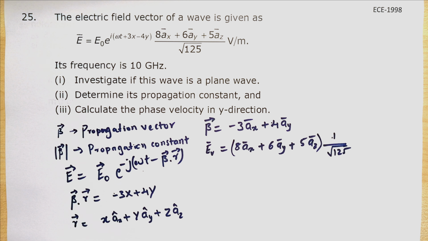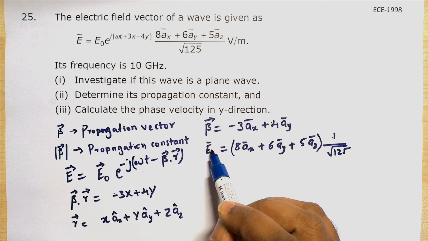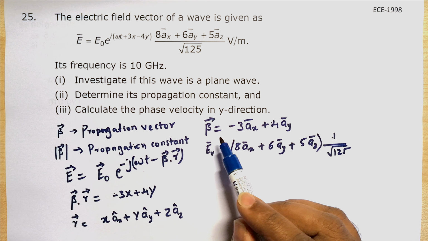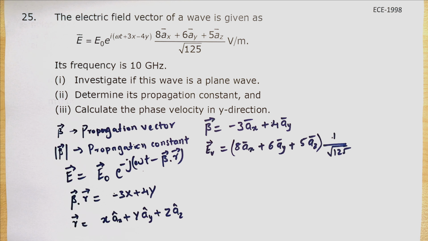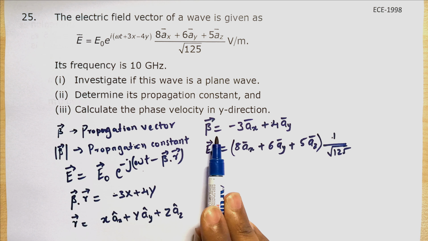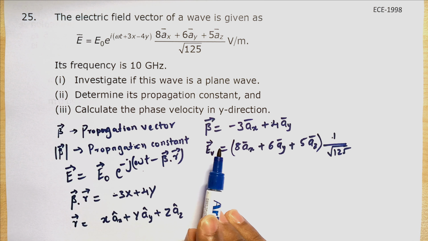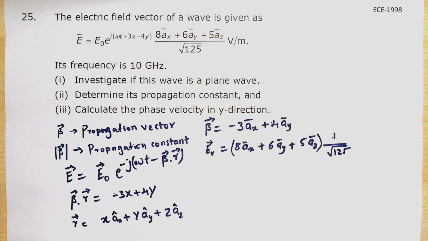So we have this part cleared, and the next thing is to find out whether these two vectors are orthogonal to each other. This is the electric field vector and this is the propagation vector. If these two are orthogonal to each other, that means this is a plane wave. For that, we have to find the dot product of these two. The dot product of two orthogonal vectors is always 0. So let's just do that.